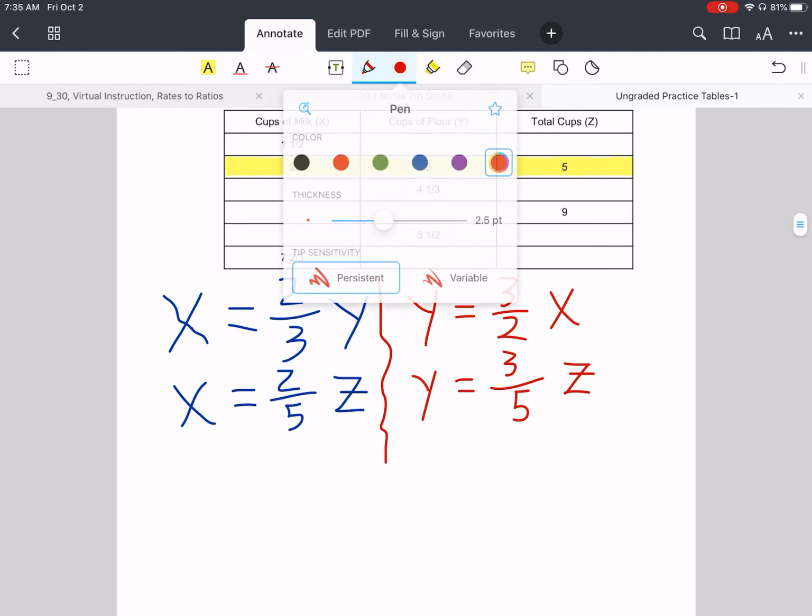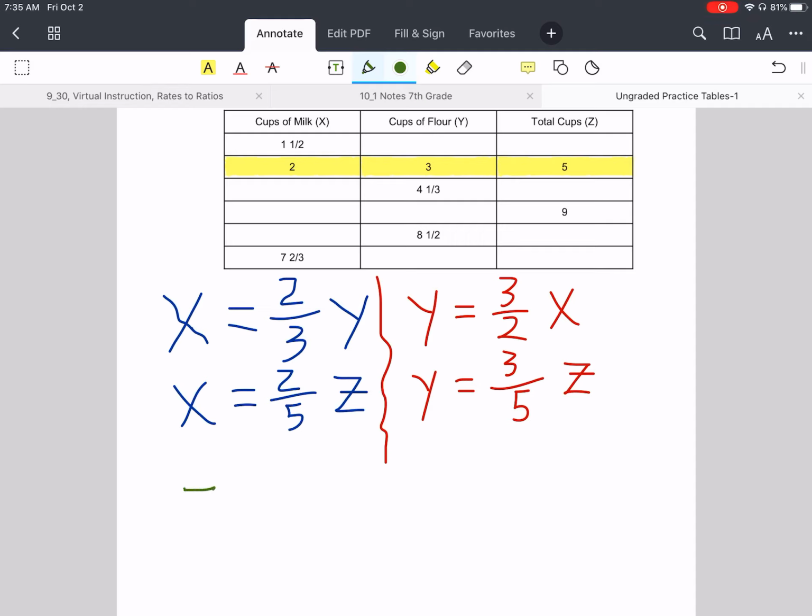Last set of equations, we're going to go to z. So z equals, and z equals. We see that z is 5 and x is 2. So that means z is 2.5, or 5 over 2 times x. And z is 5 and y is 3. So z is 5/3 the value of y. So using these 6 equations, we're going to be able to find every single value.